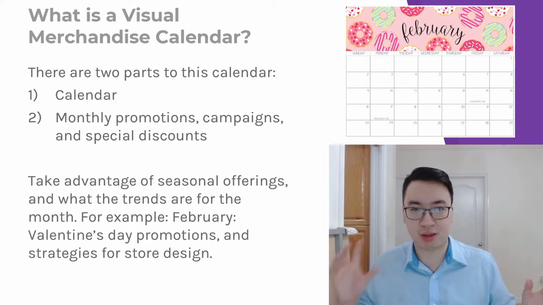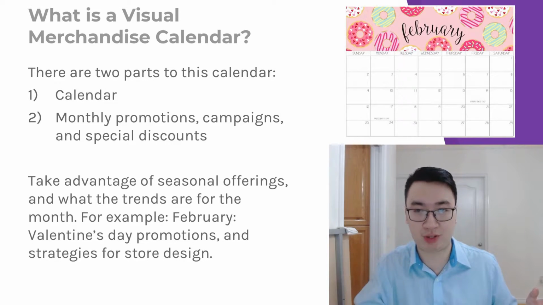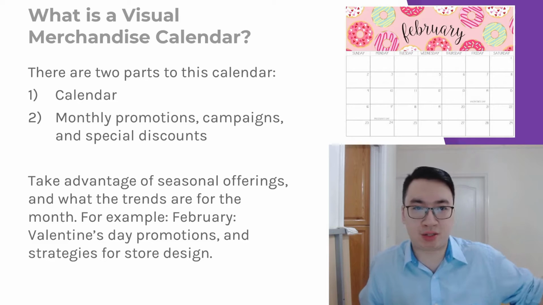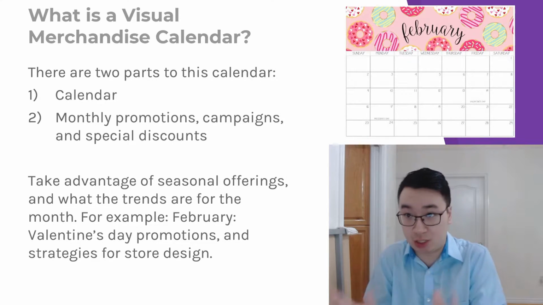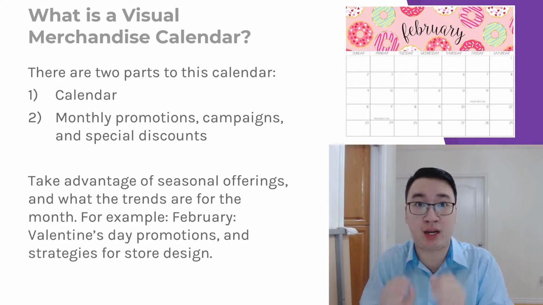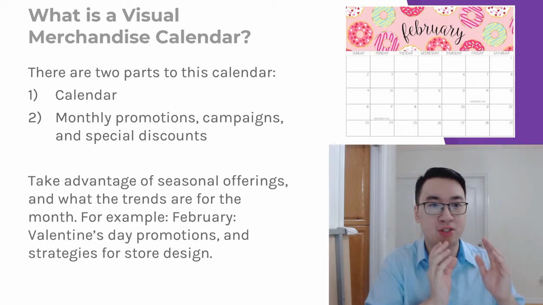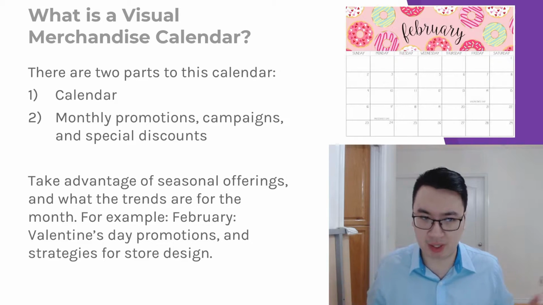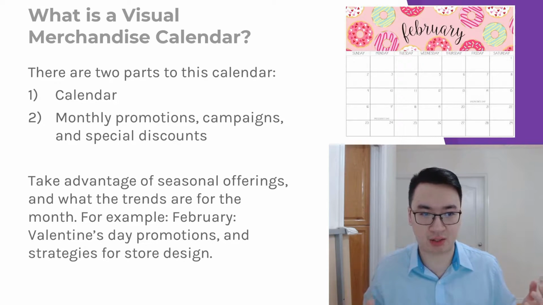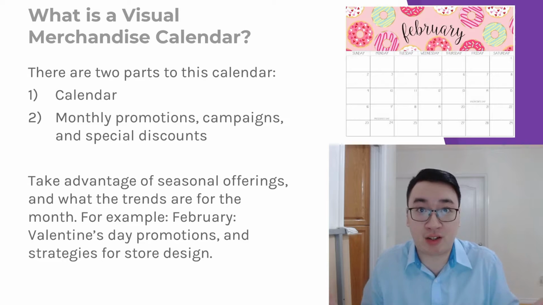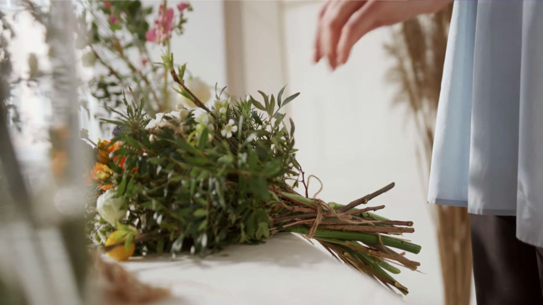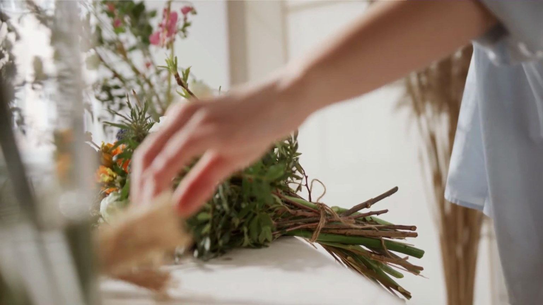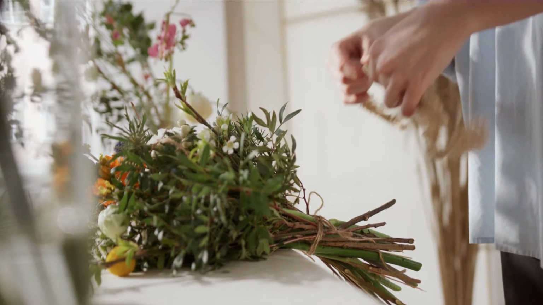Some products maybe would sell better in the winter months compared to the summer months. So you have to take that into account. There's two main parts to this calendar: the actual calendar itself, where you want to highlight specific days, but also the monthly promotions, campaigns, and special discounts. So for example, February is Valentine's Day. When I'm explaining this calendar to you, I'm doing this in the context of a flower shop, and I'm going to give you some tips and strategies for store design.